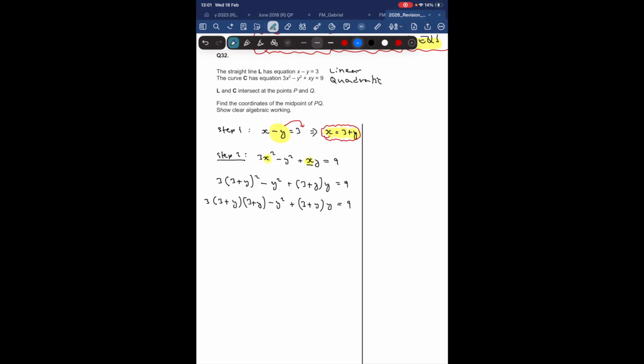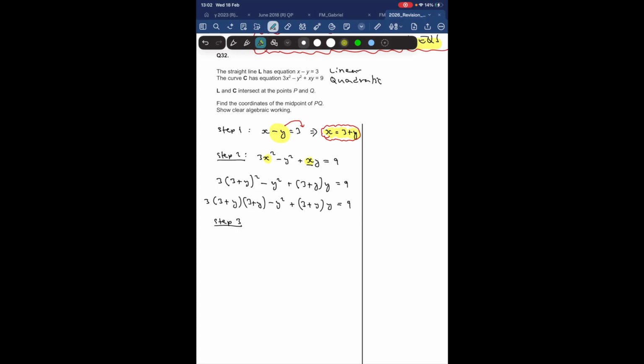Step 3, I'm now going to basically expand these brackets out here and here, and I'm going to collect up the like terms. But what you'll notice with this equation is that there are no x's in it. We've done the substitution and our equation is now only in terms of y, which means we're going to be able to solve it. So step 3, we're going to expand the double bracket.